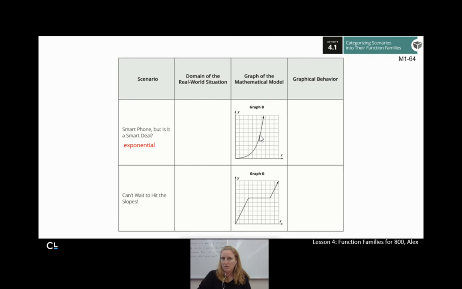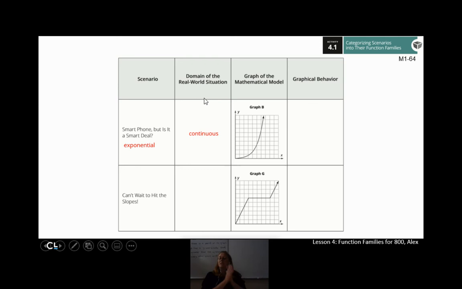We said instead of domain, we said continuous or discrete. This is definitely continuous because it's not a bunch of points. It's all connected, a nice smooth curve. And for the graphical behavior, it is only increasing. That's it.